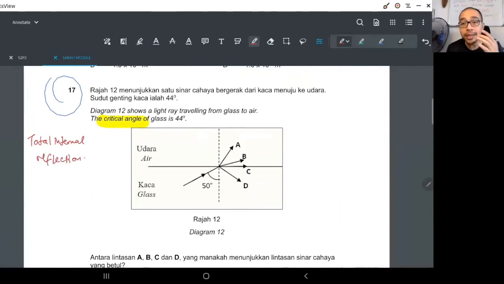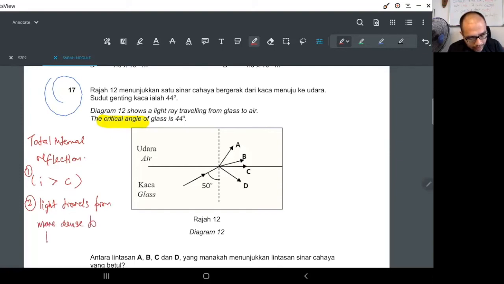Okay, now total internal reflection happens when the incident angle is more than the critical angle. The incident wave is the wave that is going from one medium to another medium, before refraction happens. This is the first condition. The second condition is that the light travels from more dense to less dense. This is an important thing.